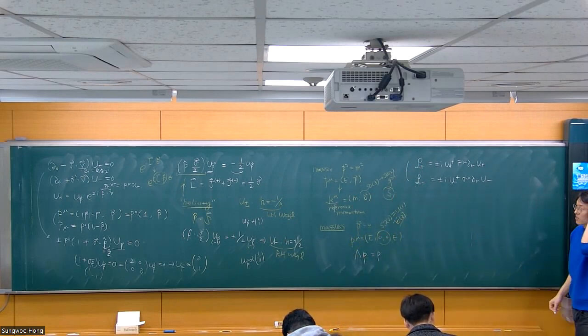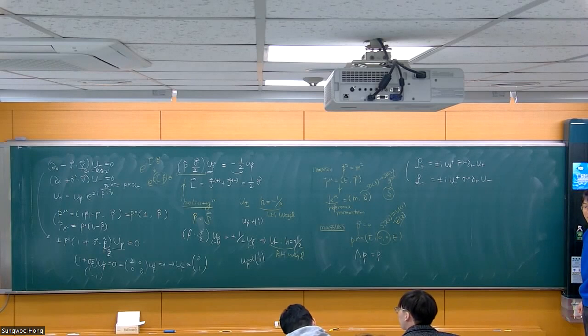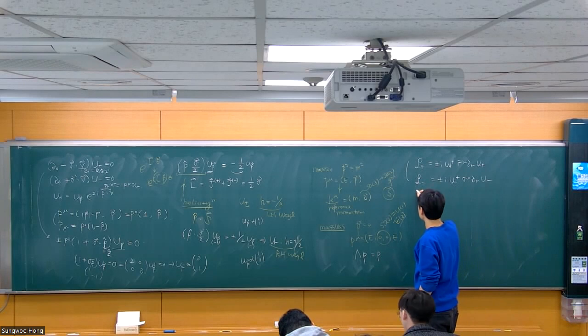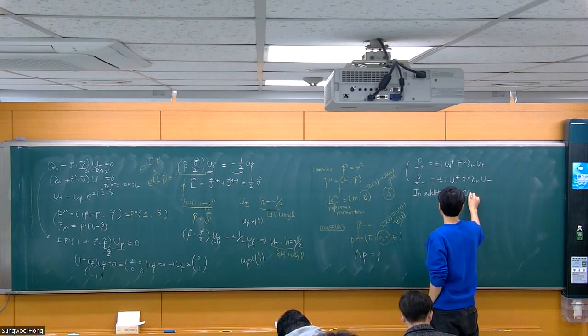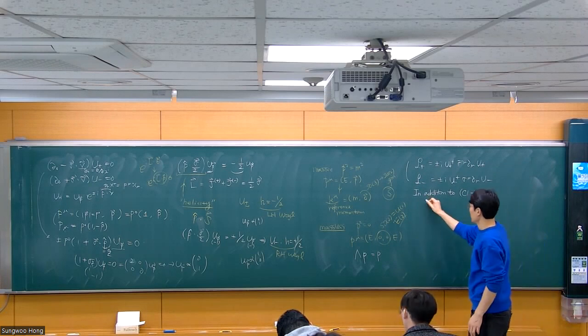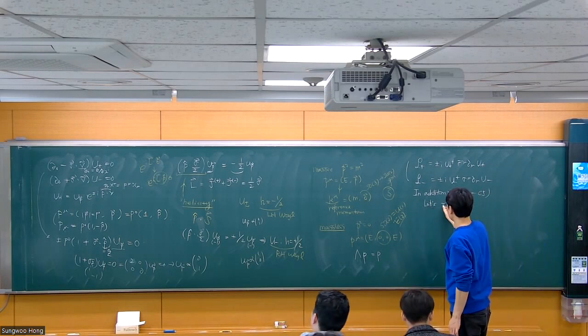Okay, now I'm going to move on to here. I will now construct the Dirac Lagrangian for the Dirac fermion. So we have all the ingredients. Now let's impose, in addition to C1 to C5 that we talked about, parity.